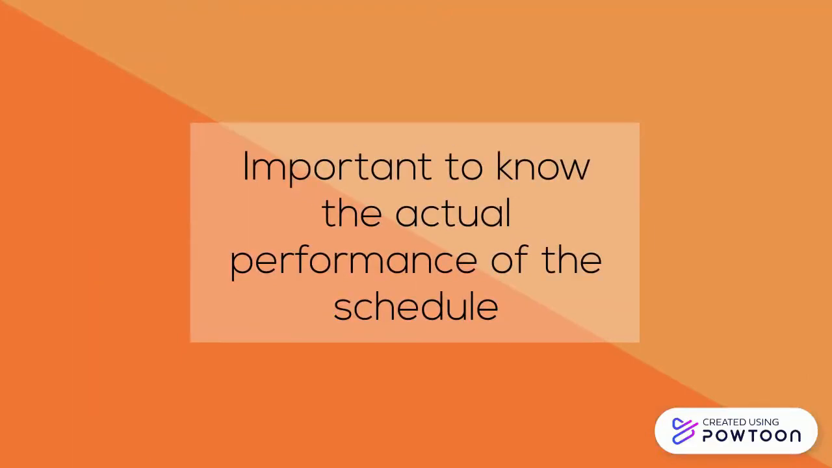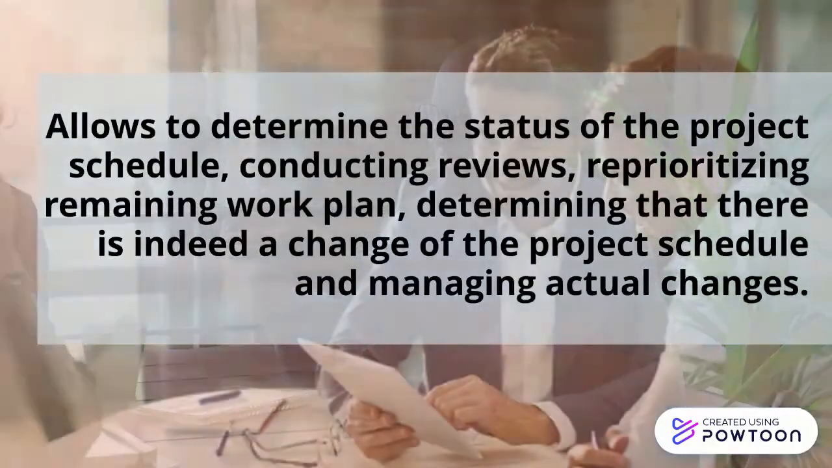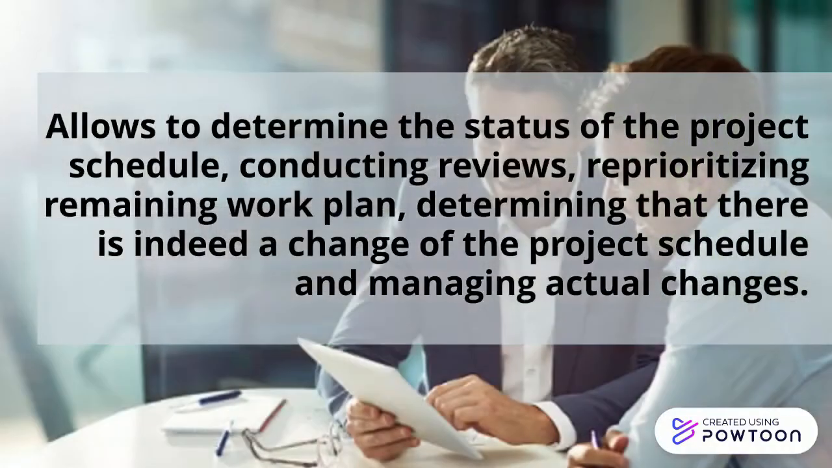It is important to know the actual performance of the schedule. Any schedule baseline can be approved using the Perform Integrated Change Control process. The control schedule process allows project managers to determine the status of the project schedule, conduct reviews, reprioritize the remaining work plan, determine that there is indeed a change of the project schedule, and manage actual changes.